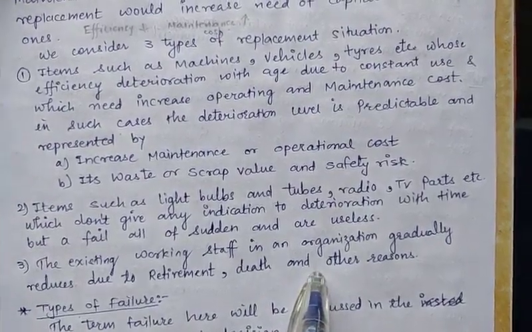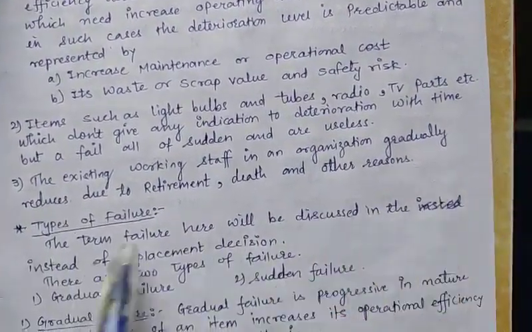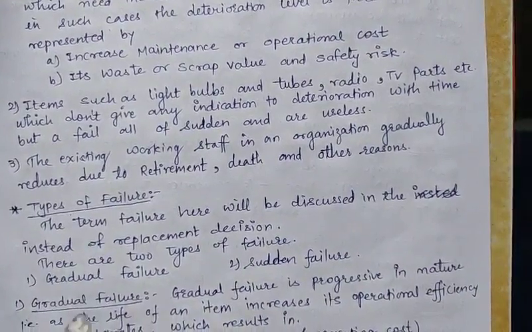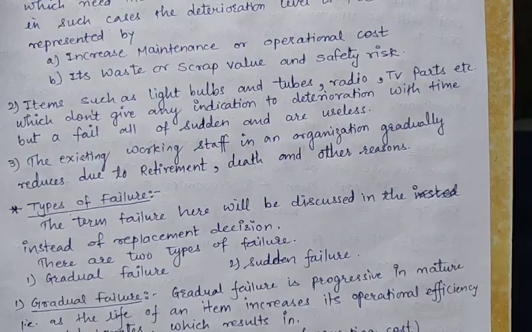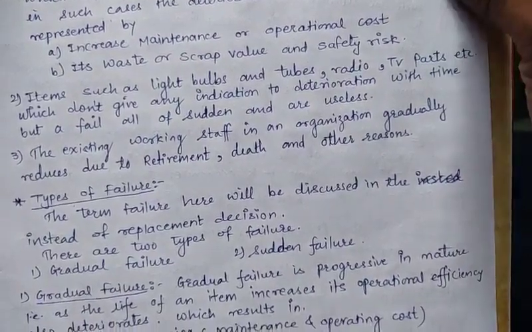Now what are the types of failure? What is meant by failure? The term failure here will be discussed in terms of replacement decisions. There are two types of failure. First is gradual failure and second is sudden failure.